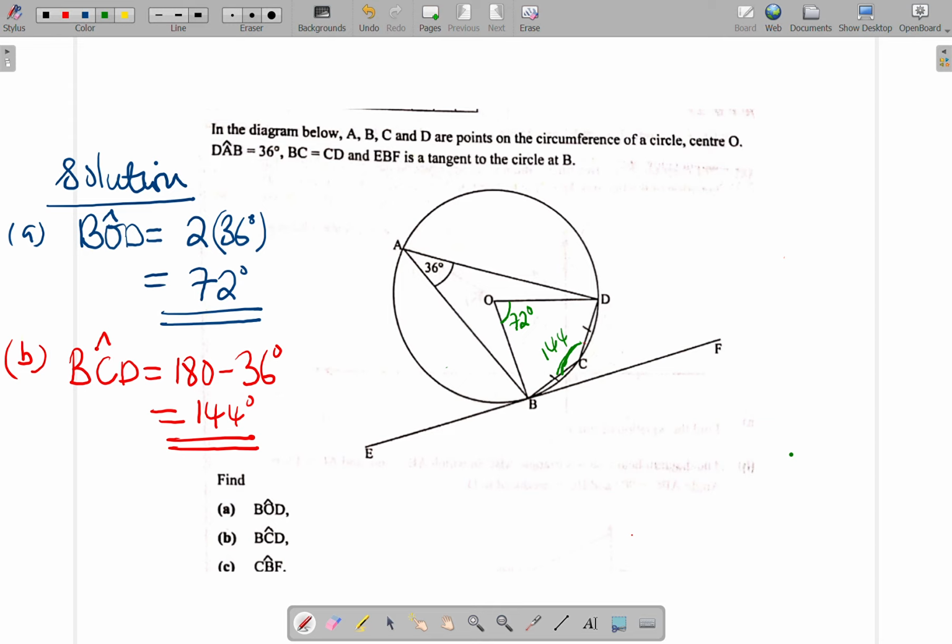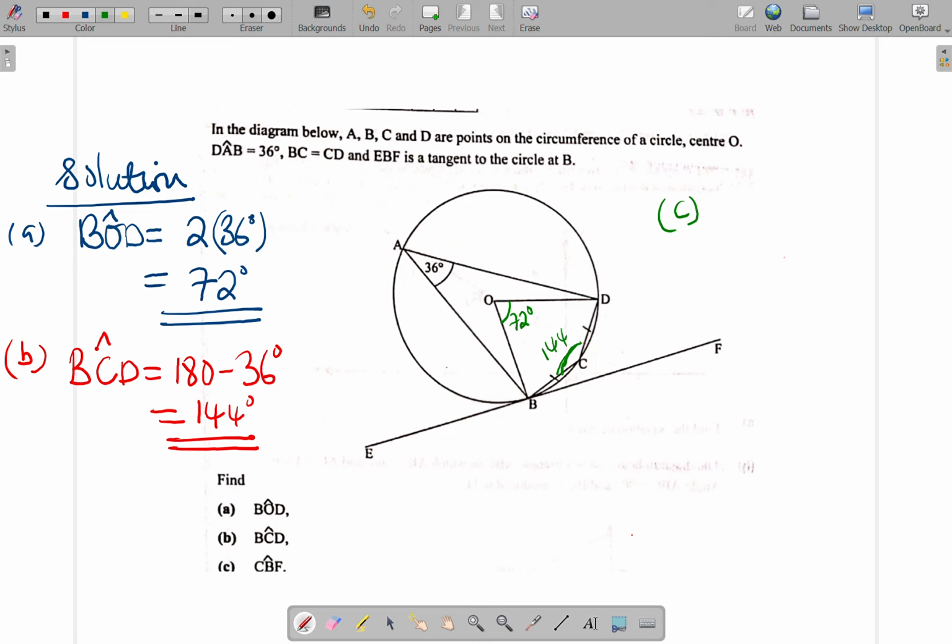Now remember, when you look at it here, how many sides does this have? 1, 2, 3, 4. This is a quadrilateral. It's not a cyclic quadrilateral, it's just a four-sided shape, which is called a quadrilateral. The sum of angles inside a quadrilateral will give you 360 degrees. This is part C of the equation.